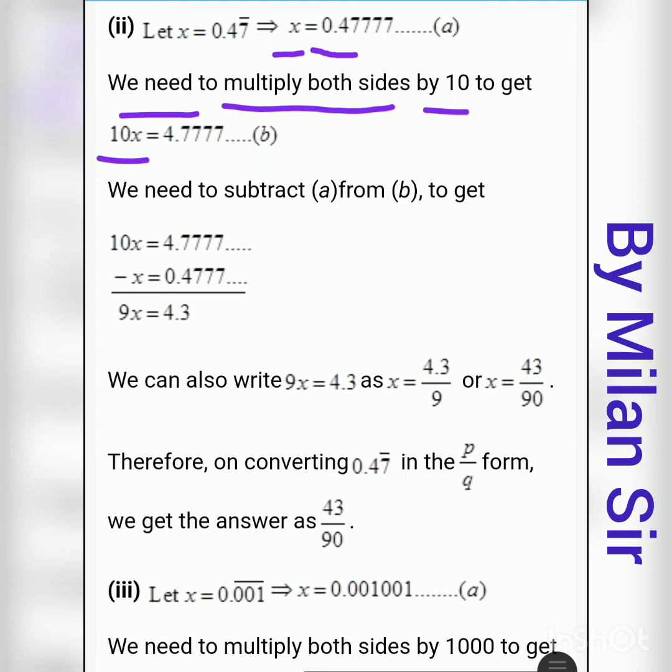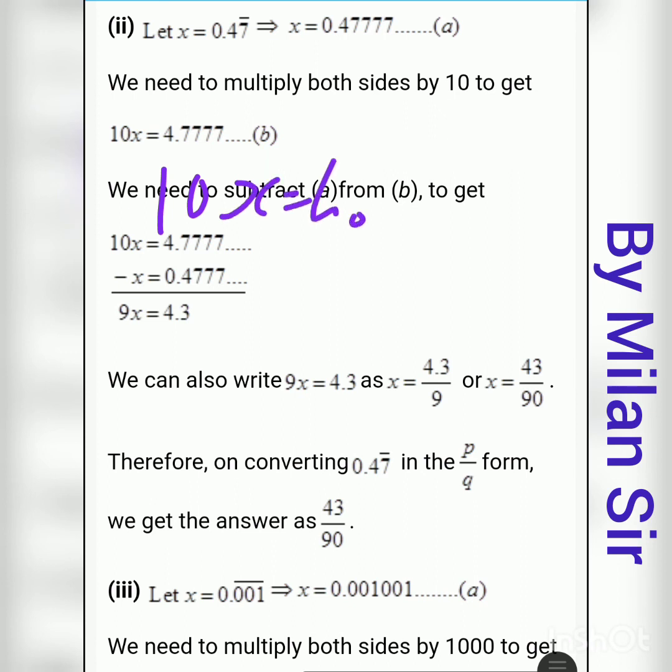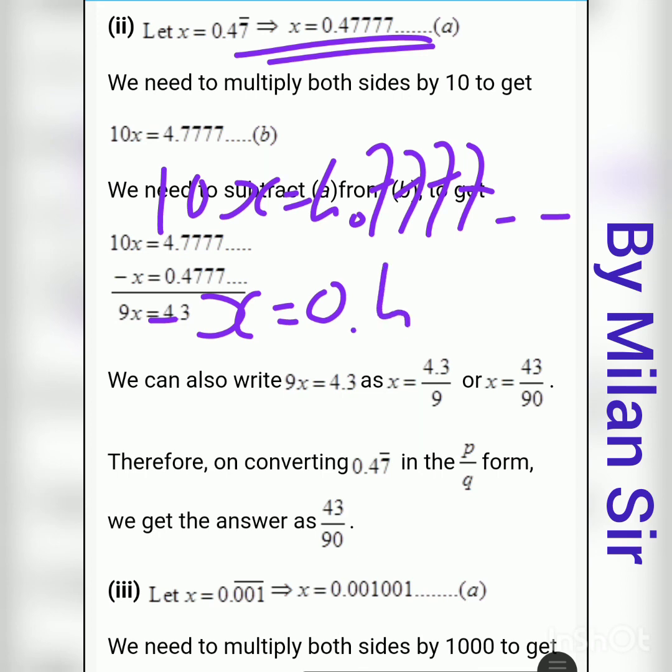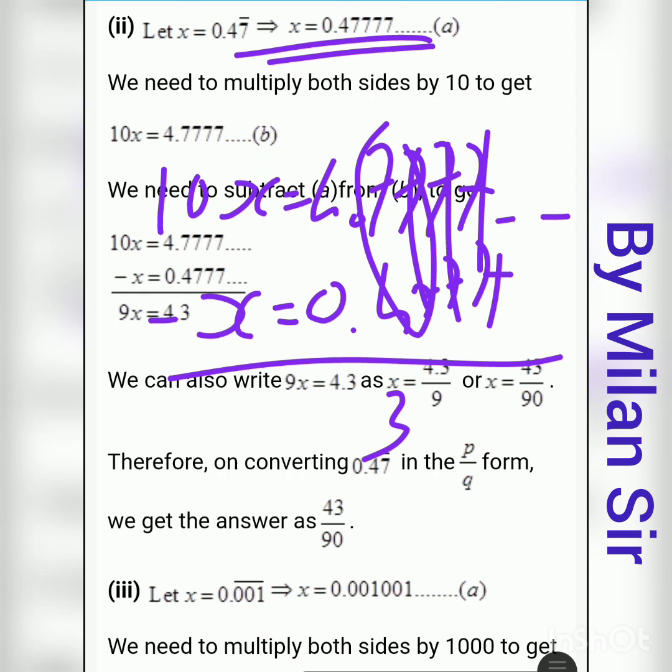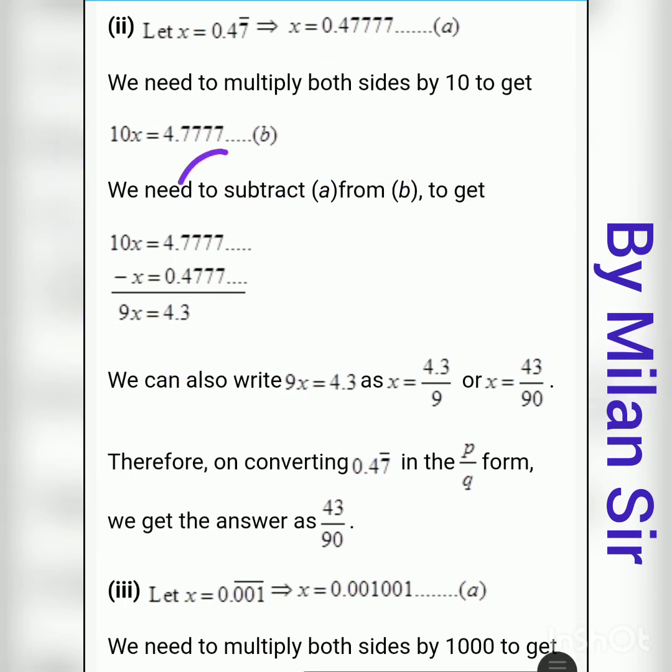So on the left hand side 10x, and the decimal point moves one digit to the right, so 10x is equal to 4.7777 and so on. Then subtract equation A, that means x is equal to 0.4777. Then the 7s cancel, 7 minus 4 is 3. Before the decimal point, 4 minus 0 is 4. Here 9x. So 9x is equal to 4.3.